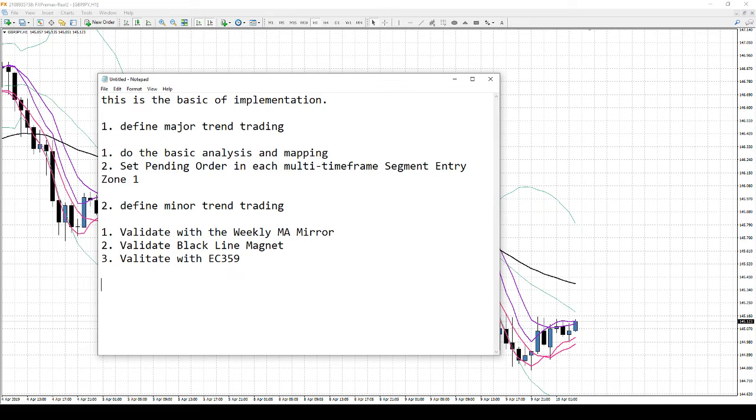Right, this is the basic implementation and basic understanding of how to define major trend trading. This is minor trend trading. It's like a no brainer, right? You do not need to think too much, because it is really easy. It's really straightforward once you know how to do it, right?